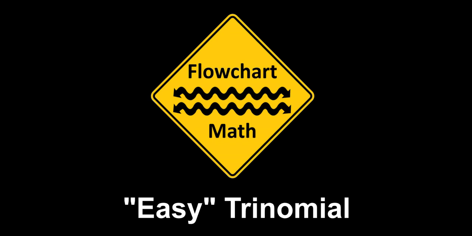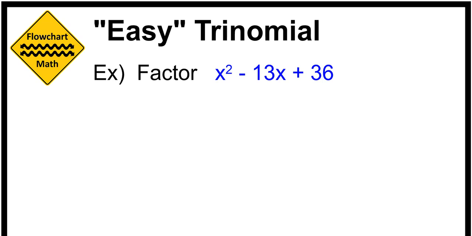Flowchart math, easy trinomial. Let's factor x squared minus 13x plus 36. We want to look at the coefficients of this polynomial. A is this 1 in the front of the polynomial, and that 1 is what makes this an easy trinomial as compared to a hard trinomial. B is in the middle, the negative 13, and C is 36.